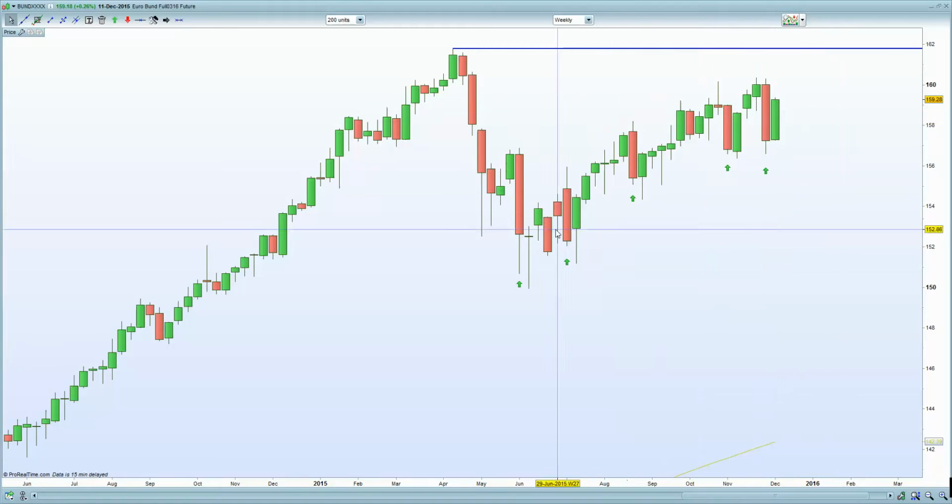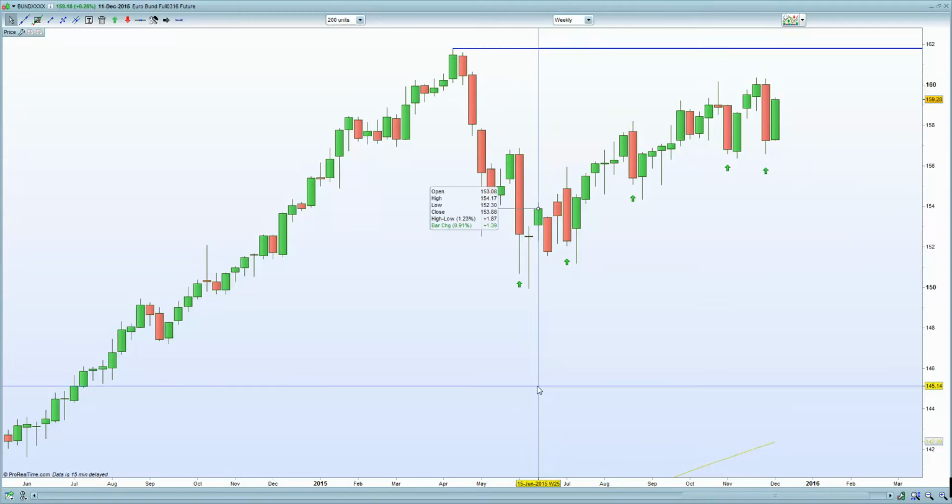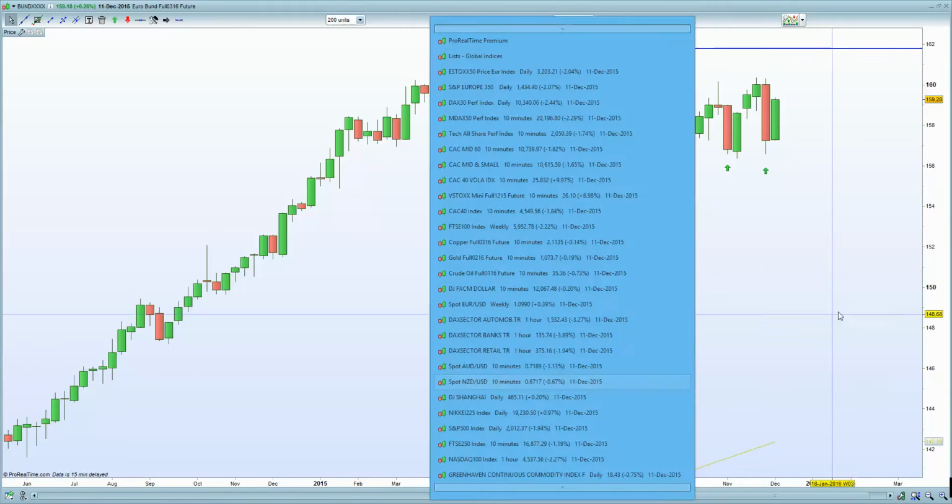That's a different story altogether. But one would presume that the euro would weaken, and therefore the actual bond yield, the German Bund, will continue to move higher, etc. Okay, so again, that's an interesting scenario taking into account everything.